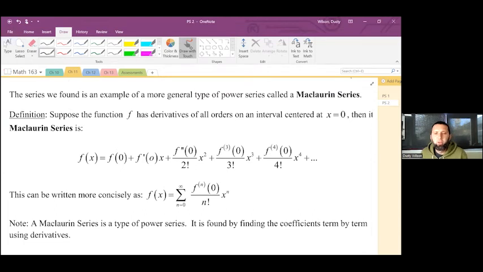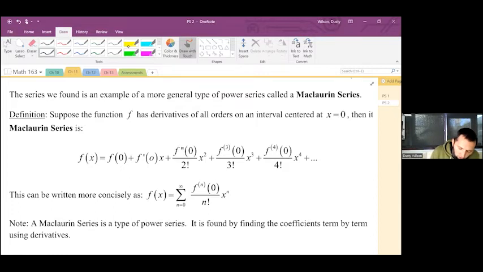So the series we found is an example of a more general type of power series called a Maclaurin series. So here's our definition. Suppose the function f has derivatives of all orders on an interval centered at x equals 0. Then its Maclaurin series is given by f of x equals f of 0 plus f prime of 0 evaluated x plus f double prime of 0 over 2 factorial times x squared plus the third derivative of f evaluated at 0 over 3 factorial times x cubed plus the fourth derivative of f evaluated at 0 over 4 factorial times x to the fourth plus dot, dot, dot.